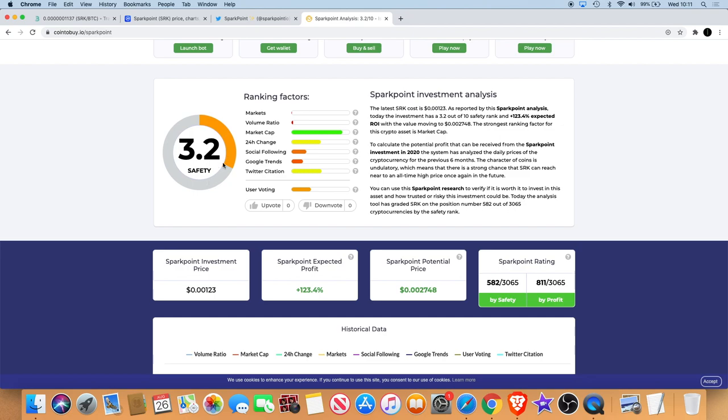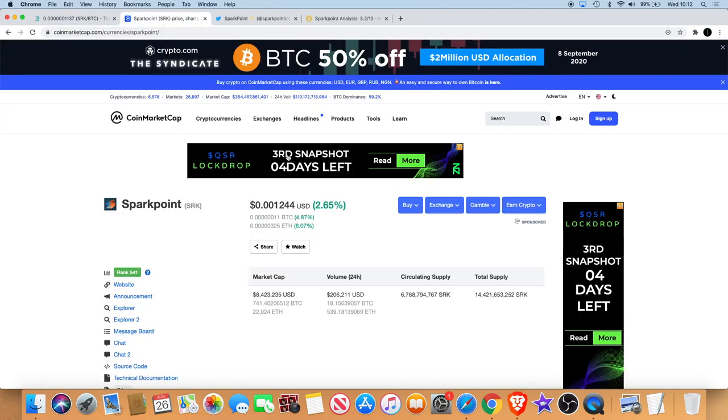Okay, 3.2 safety, but it does expect 123.4% return on investment, all right? And with the value moving towards 0.002748, the strongest ranking factor for this crypto asset is market cap. Obviously, like we talked about, the fact that it's a low market cap coin means that it only takes it right now for it to double. It would only take about 8.5 million.